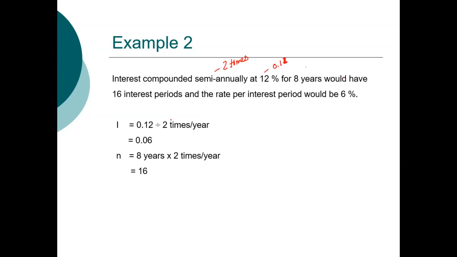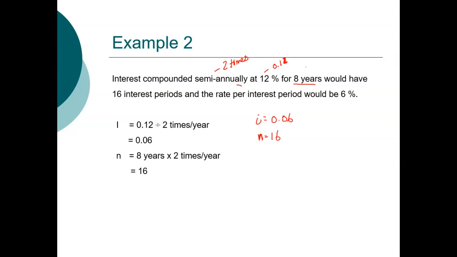And here's why. To calculate my I, we take our rate, which is 0.12 in decimal form, and we divide it by how many compounding periods we have. This is semi-annually, so 2. We divide by 2. For N, I take my number of years, which in this case we were given 8, and I multiply it by my compounding period, so 2 times. So for my I in my formula, I have 0.06, and for my N, I have 16.